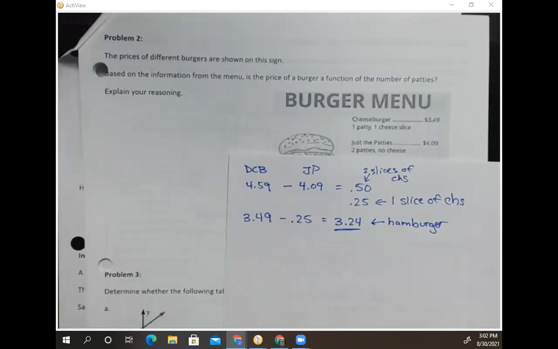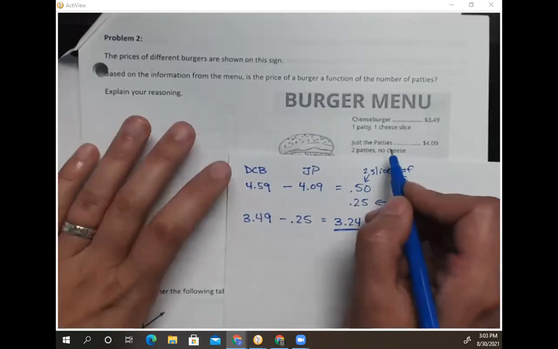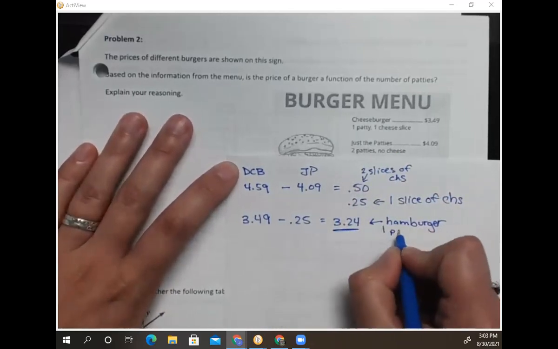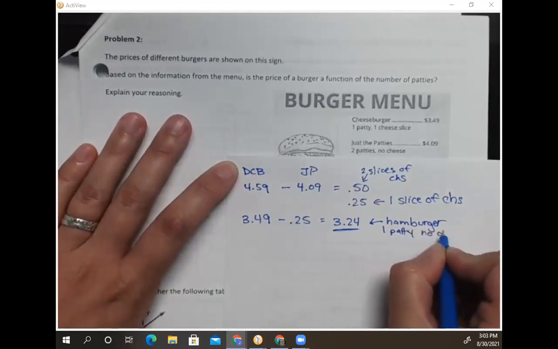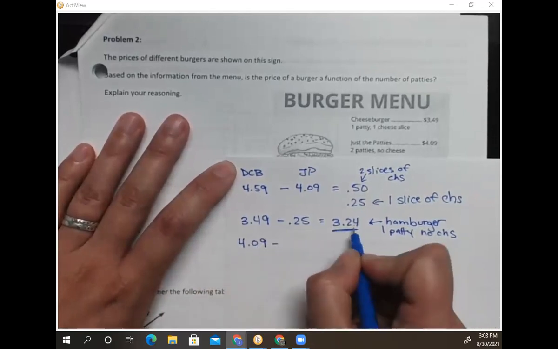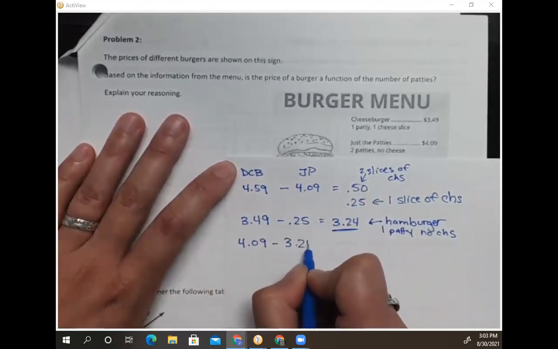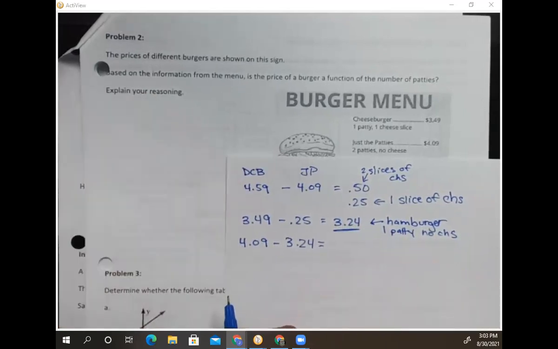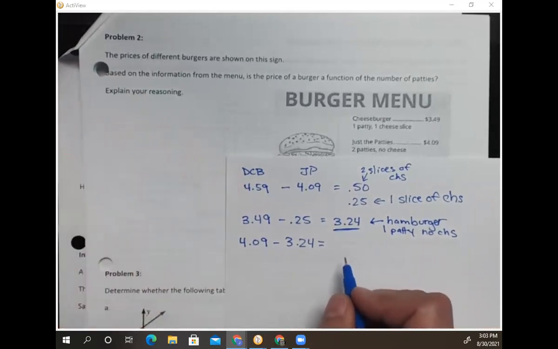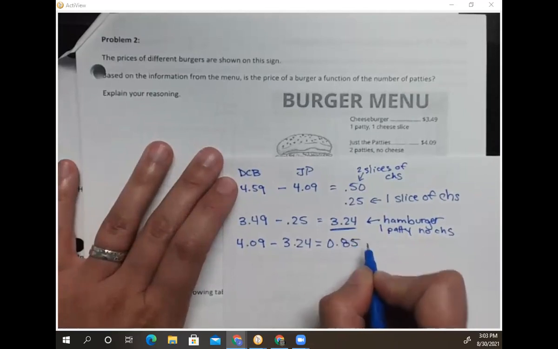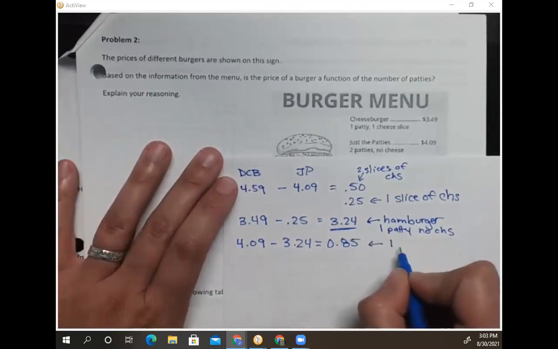So you use the sort of double hamburger here? Yeah, I'm going to do the same thing. I'm going to take the just patties because that's 2 patties, no cheese. Here I've got 1 patty, no cheese. So I'm going to take that just patties, which is $4.09, and I'm going to subtract my hamburger price. The only difference between this and this is a single hamburger patty. So if I subtract this, I get 85 cents. That should be the price for 1 patty.